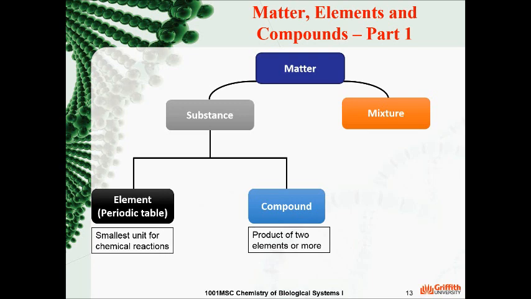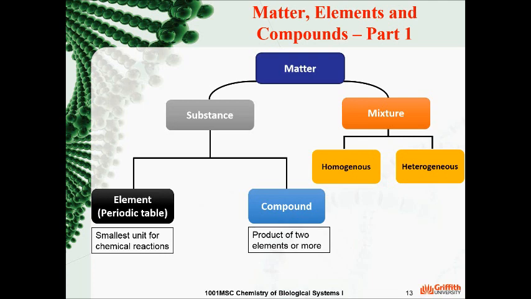However, when two different substances come together, they form a mixture. For example, water inside a beaker is a substance. When you add salt to the water, it becomes a mixture, because you now have two substances, the water and the salt. Mixtures can be either homogeneous or heterogeneous, and we will learn the difference between those two types in the following slide.